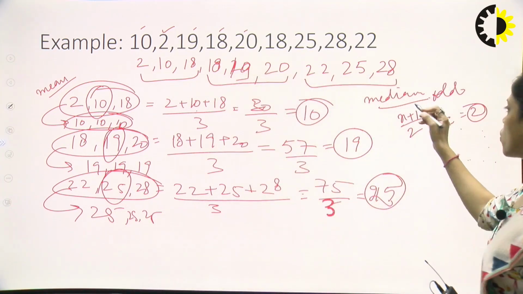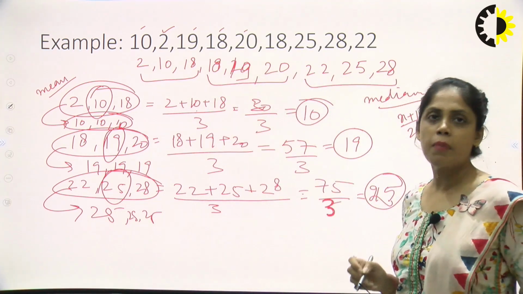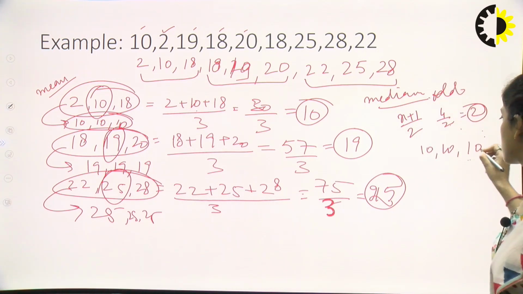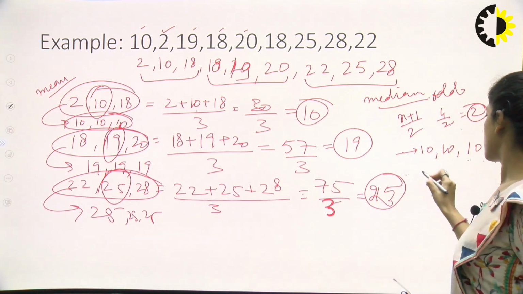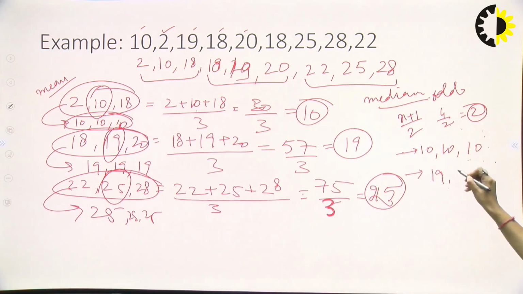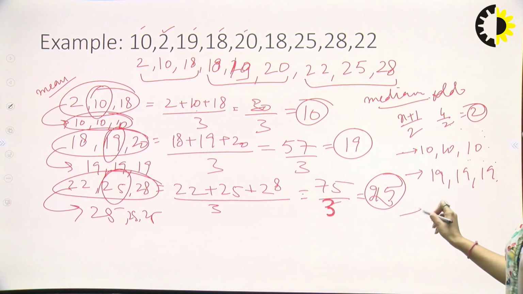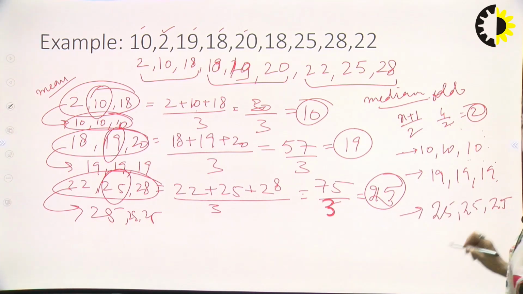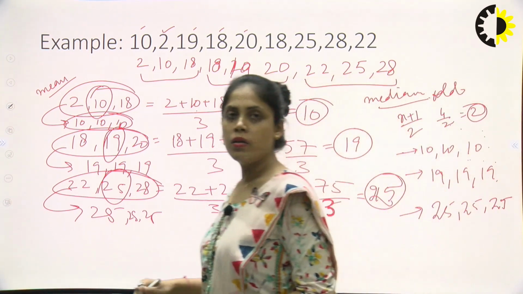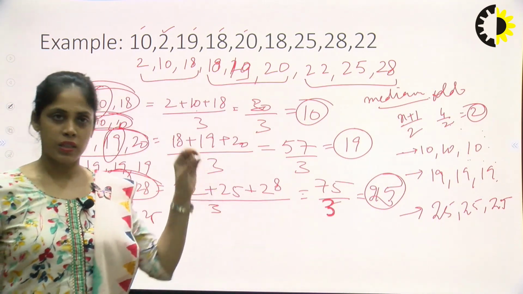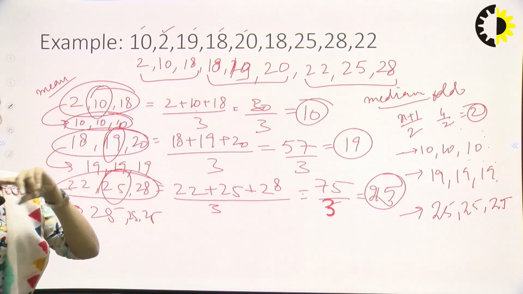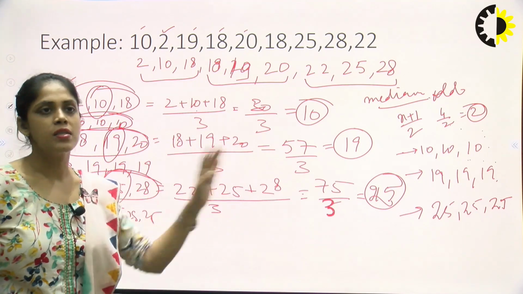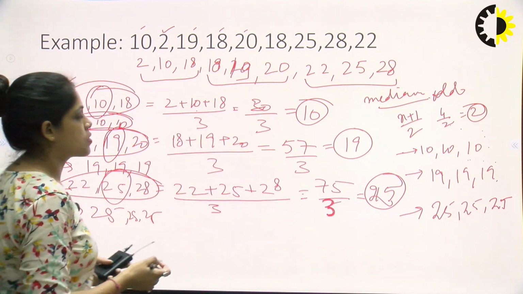So according to smoothing by bin median, we have 10, 10, 10. This is the first bin. Second one is 19, 19, 19. And third one is 25, 25, 25. So by this we can say that in this particular question, when we are performing the smoothing using mean and median, the values of the bins are exactly the same. Let's come to the next one.